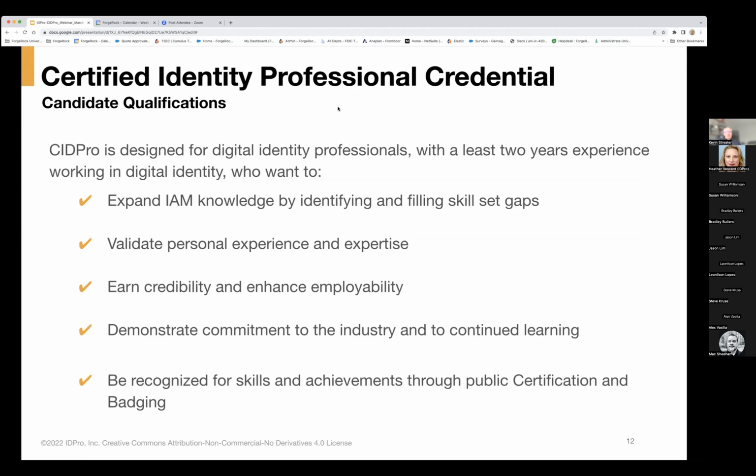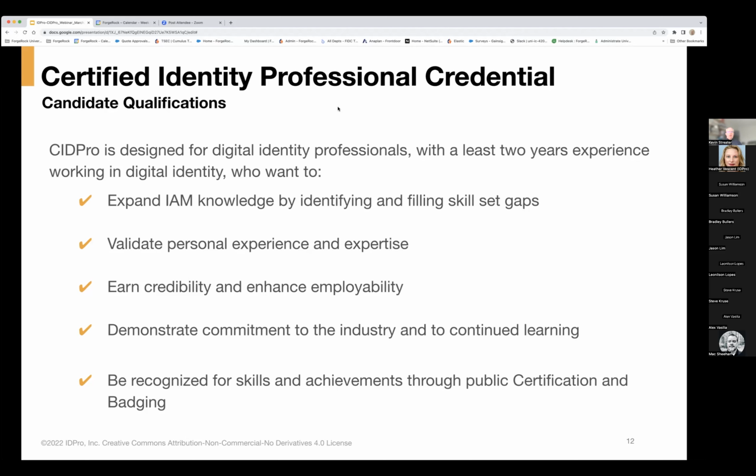So as a certified identity professional, it's designed for professionals who have ideally around 2 years experience. This was a key thing that we had in mind throughout the exam development process. As an identity professional, you need to gain some basic knowledge, but we actually want to know that you can put this into practice.